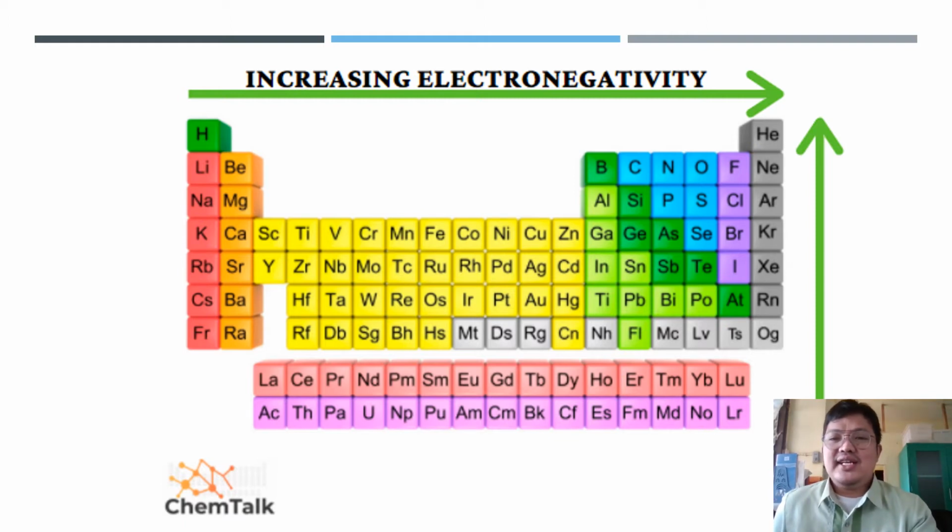Now, as you can see here in the slide, there is a certain trend to be followed with regards to the electronegativity of elements found in the periodic table. From the upper portion, you can see that from left to right, there is a trend of increasing electronegativity. The same way, if it is found from bottom going up, the electronegativity of elements also increases.